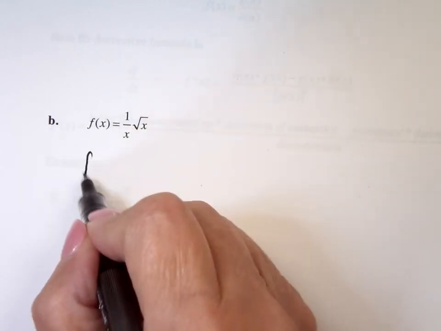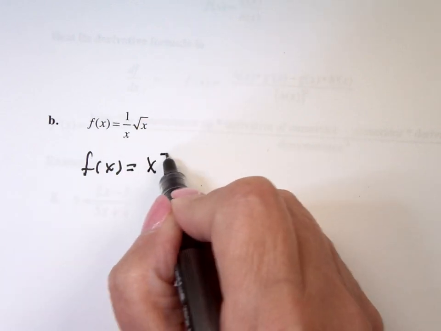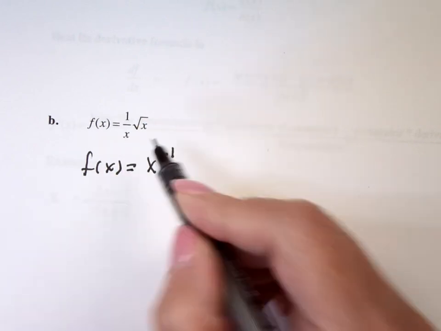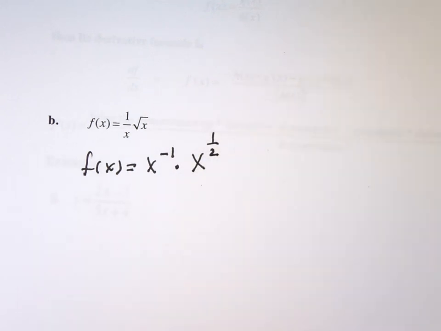So I rewrote 1 over x as x to the minus 1, and I rewrote the square root of x as x to the 1/2. Now you've got the product of two things. Now it would be easy enough, by the way, just to use the properties of exponents and write it as x to the negative 1/2, because the bases are the same, you add the exponents. But that's not where we are. We're using product rule.